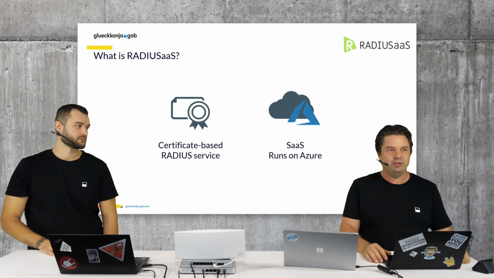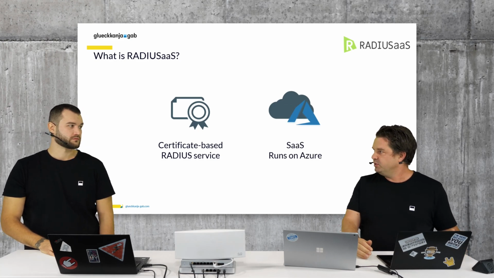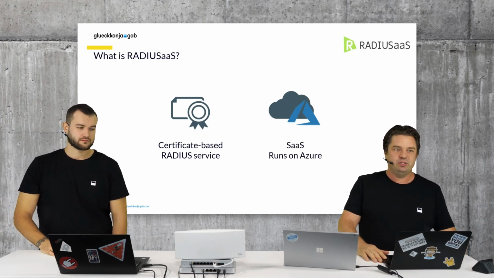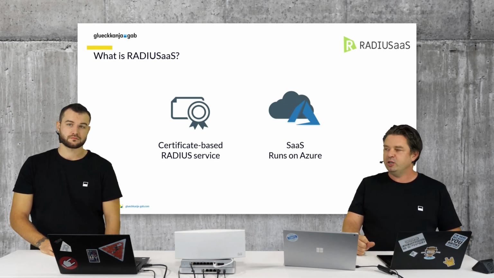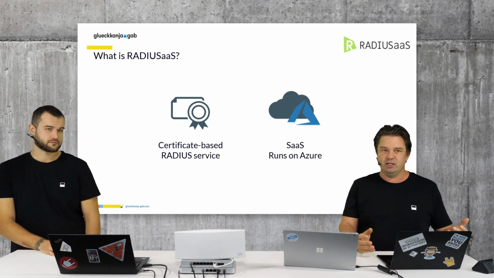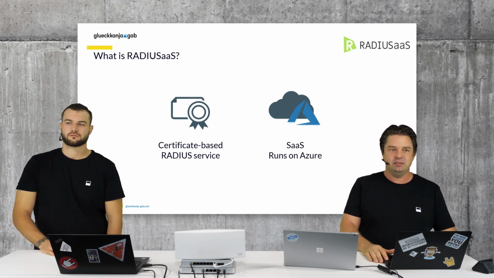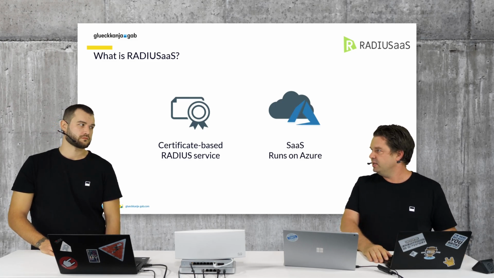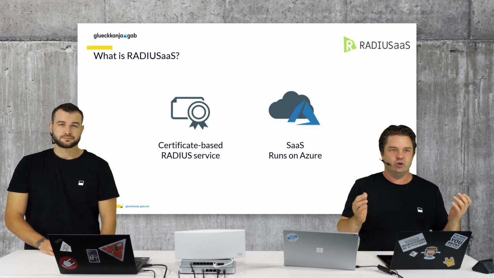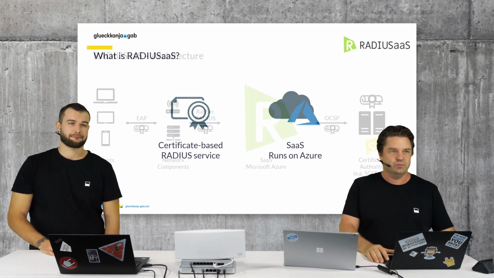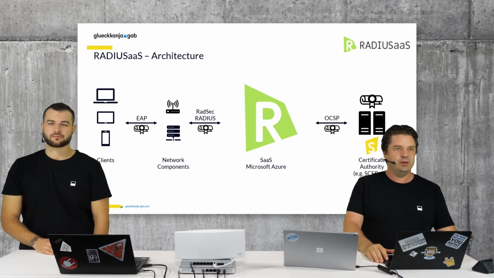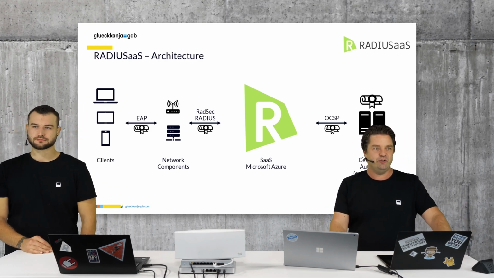A short sum up, what is RADIUS as a service? It's a cloud service, which is used to provide a certificate-based RADIUS authentication to your clients, let's say, to join the Wi-Fi with certificates. The backend is hosted in Azure on a Kubernetes cluster, and so this is a complete software as a service solution.